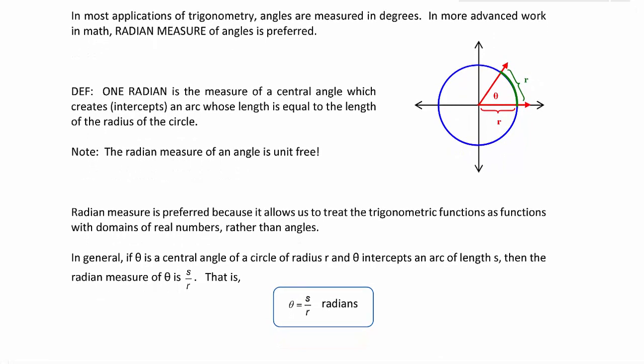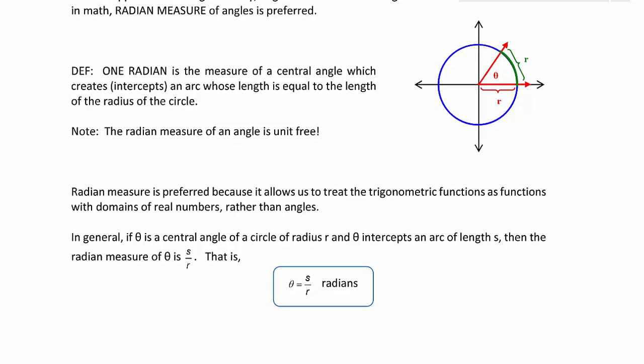Radian measure is preferred because it allows us to treat the trigonometric functions as functions with domains of real numbers rather than angles. In general, if theta is a central angle of a circle of radius r and theta intercepts an arc of length s, then the radian measure of theta is s divided by r. That is, theta equals s divided by r radians.